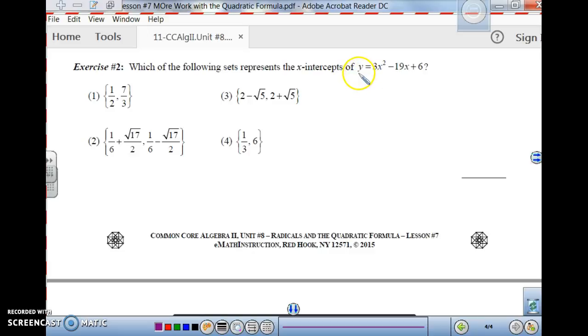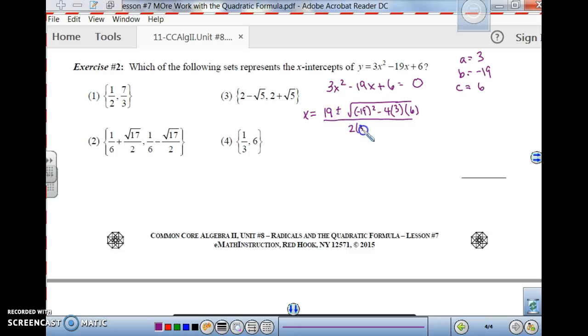All right, so if y equals this, for x-intercepts, y is going to equal 0. 3x squared minus 19x plus 6 equals 0. My a value is going to be 3, b is going to be negative 19, and c is going to be 6. So using the quadratic formula, negative b would be 19, plus or minus the square root of b squared, which is negative 19 squared, minus 4 times a times c, which is 4 times 3 times 6, all over 2a, which would be 2 times 3.